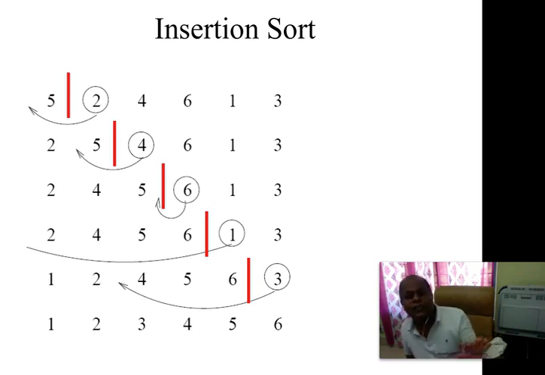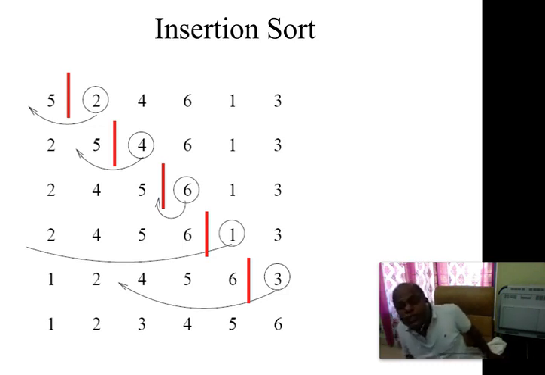Similarly in case of 3, 6 is greater than 3, hence you shift 6. 5 is greater than 3, you shift 5. 4 is greater than 3, you shift 4. Now you are finding an empty position, there you are inserting 3. And this method of sorting is called insertion sort.